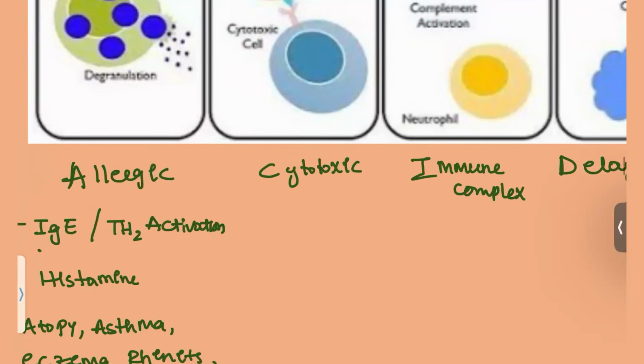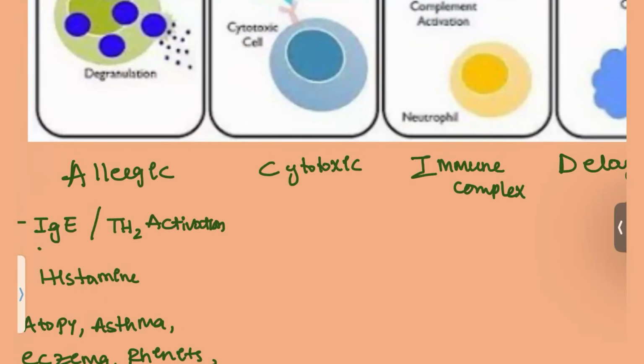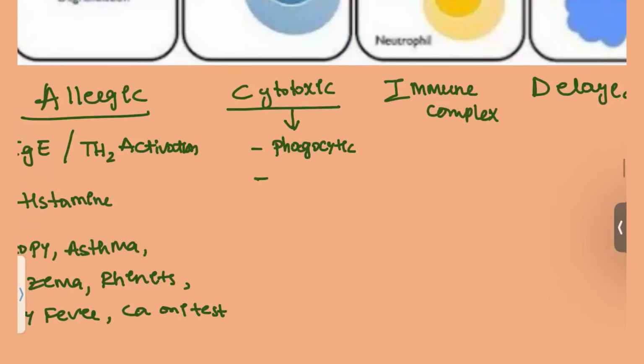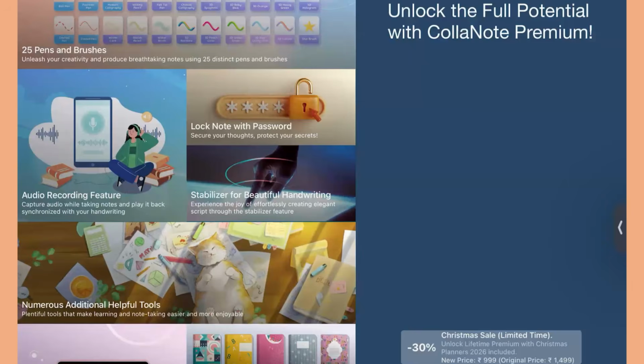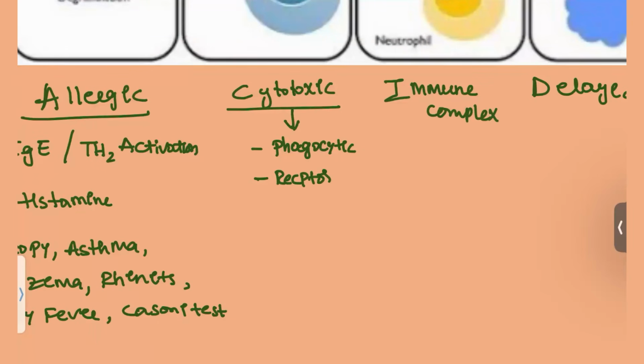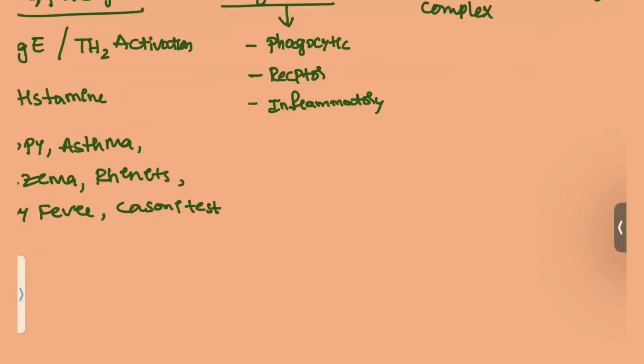Next one is the cytotoxic. The cytotoxic are three types. What are those? First one is the phagocytic, and receptor related and inflammatory type. Okay, so what are these? Examples itself will tell. Phagocytic, that means it is damaging within itself cytotoxically.